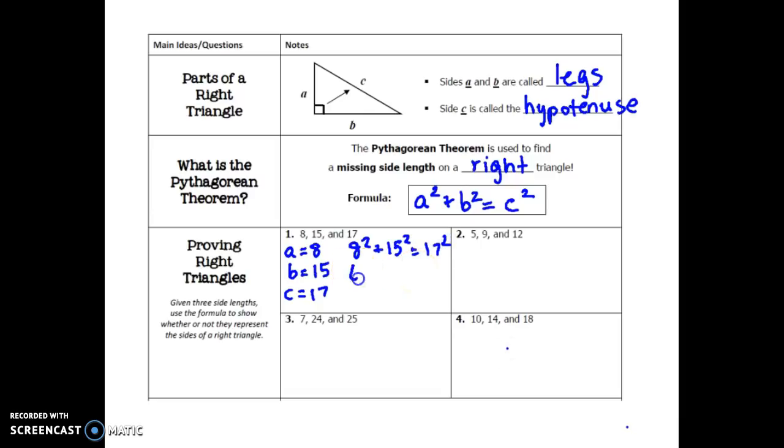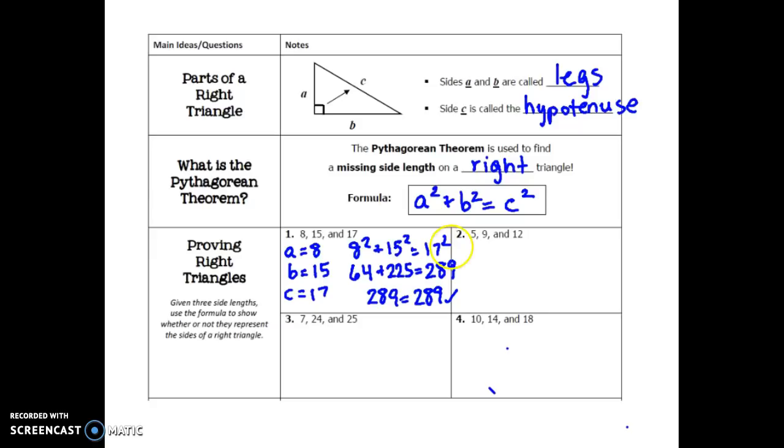8 squared is 64. 15 squared would be 225, and we want to see if that would be equal to 289, because 17 squared is 289. When we add 64 and 225, we get 289, which is equal to 289, so we just verified that it is indeed a right triangle.